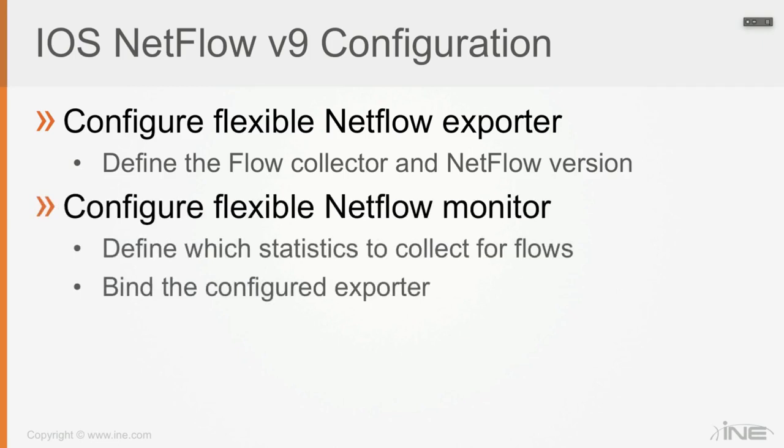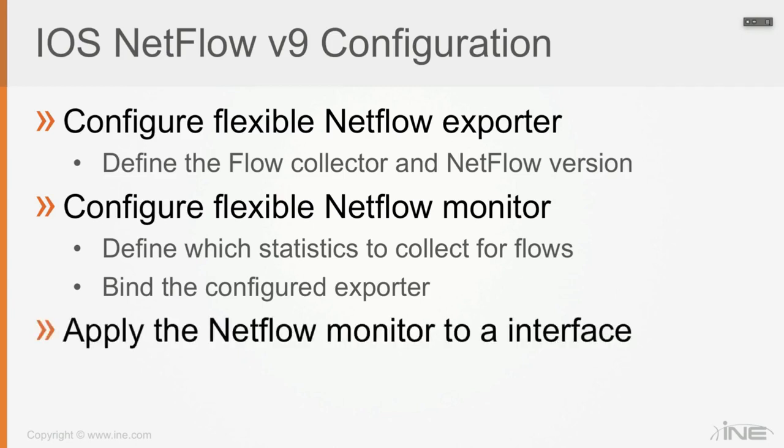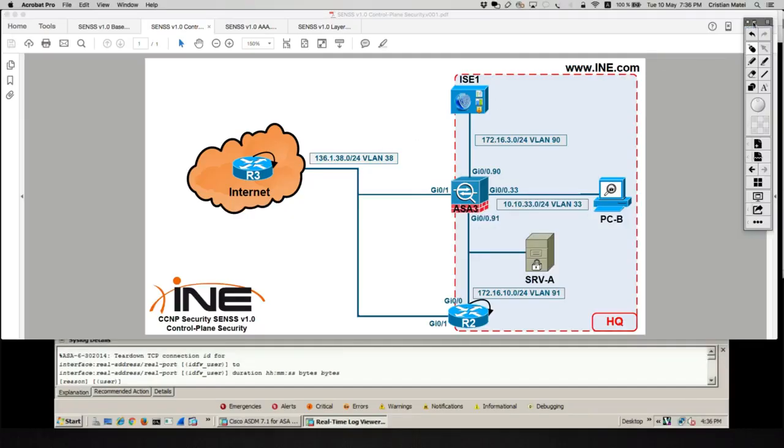And then the monitor means, what do we monitor? What statistics do we gather and for which flows? And then of course we bind under the Netflow monitor configuration the configured exporter. It makes sense because what we monitor, we want to tell the router who to export that data to. And the last step is of course to enforce the actual gathering of the Netflow statistics by applying the monitor, which says what to collect and for which flows, to an interface of that device. So it's very basic and it makes sense.